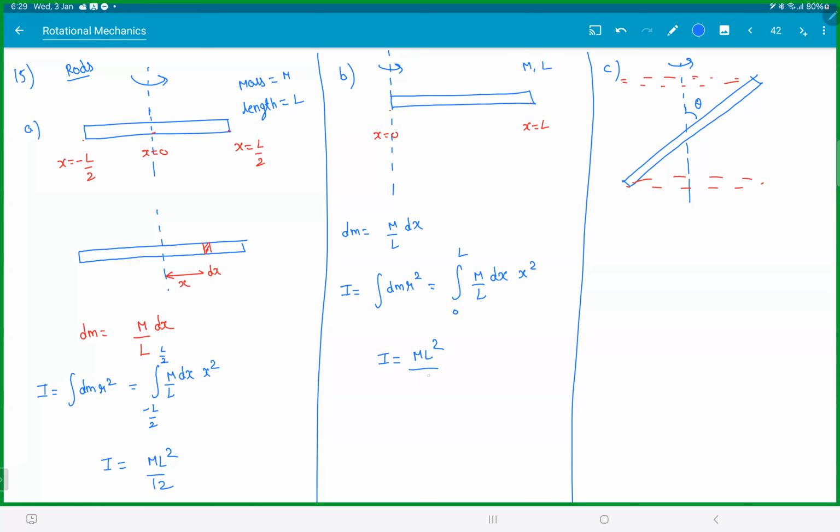Like we expected. Observed? The moment of inertia about the edge is more than the center. It means it is more difficult to catch at the corner and rotate than keeping in the center and rotating. It's actually 4 times more difficult. That is the meaning of the I value. mL square by 3 is 4 times this. So it is 4 times more difficult to rotate about the edge than at the center.